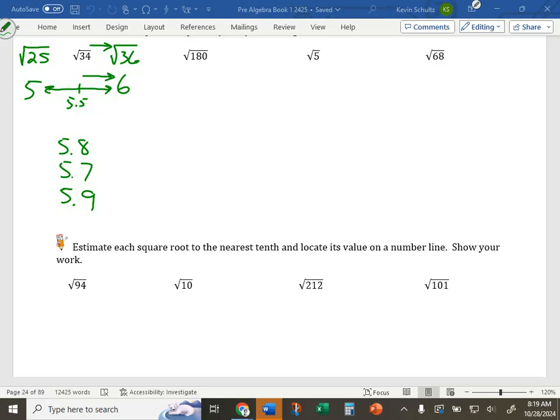Okay? So if we had a square with the area of 34, here's our square, its area is 34, its side lengths would be approximately 5.8 and 5.8, because 5.8 times 5.8 is about 34. Not exactly, okay, but about 34.